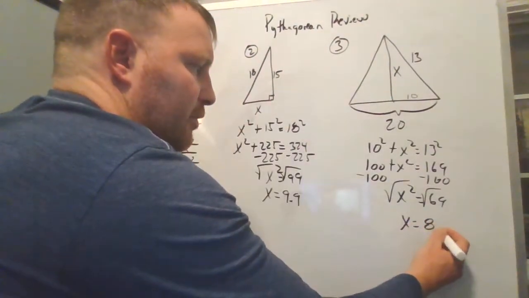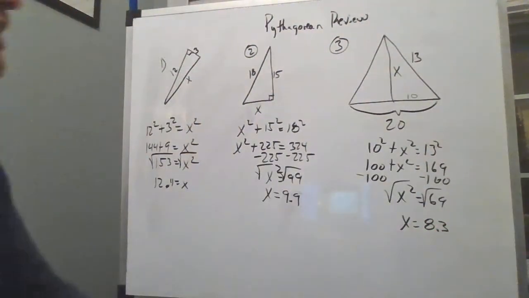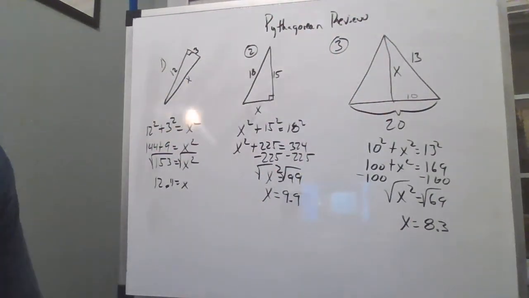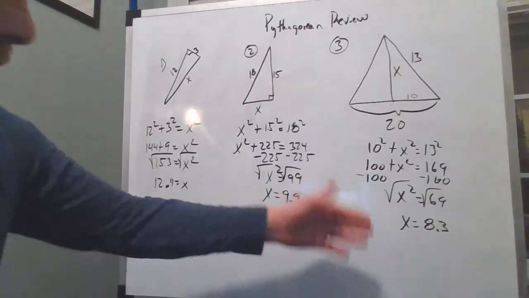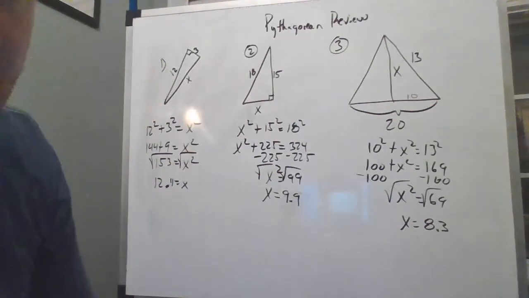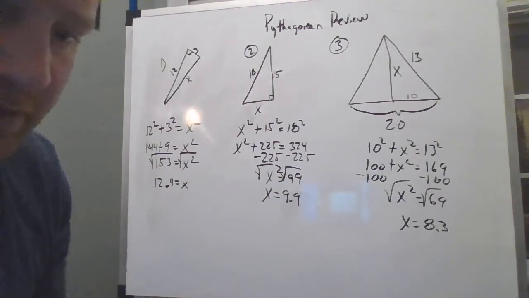X equals 8.3. Why is this important? Because in a future question, I might give you this right here and say, find the area of this triangle. And you know the area of a triangle is half times base times height. Right there with that tricky geometry stuff we're doing later.